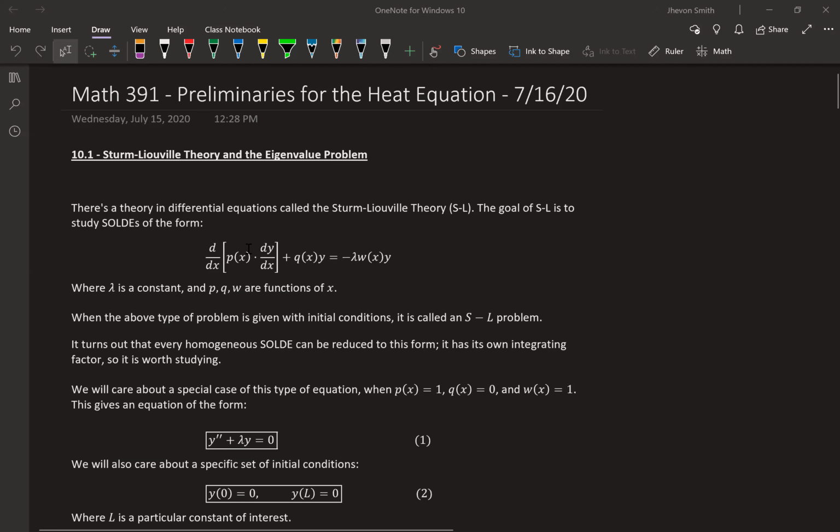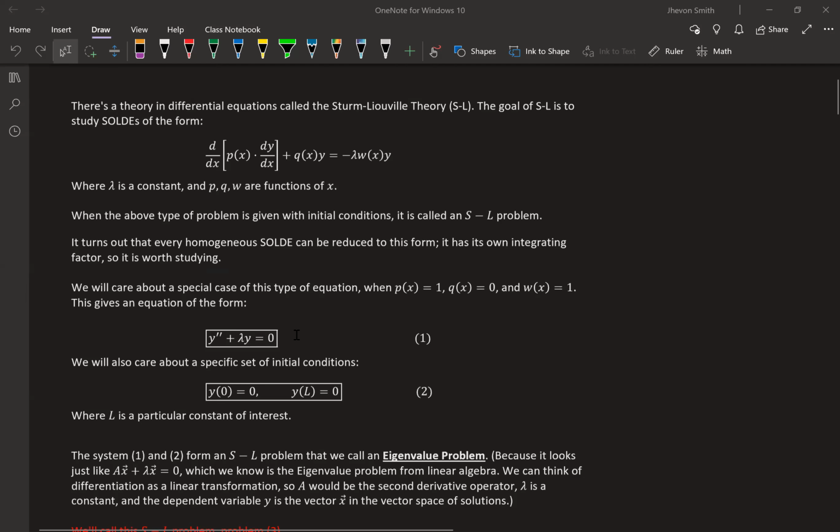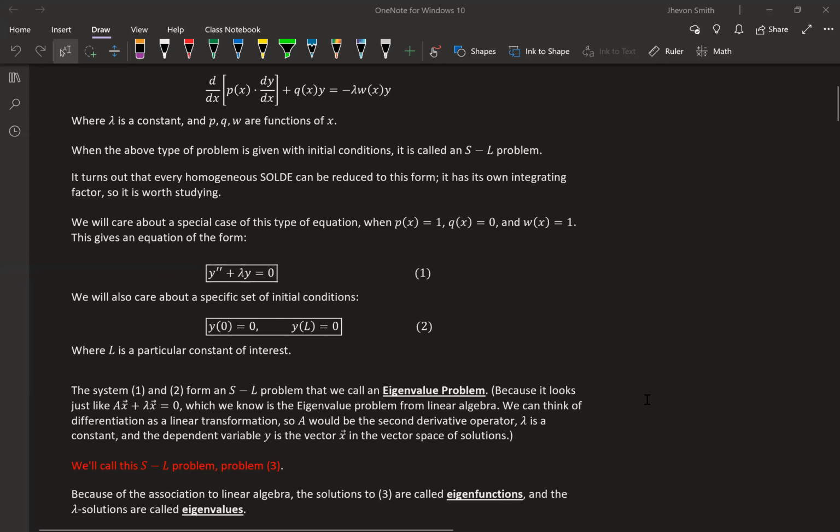This means you can actually rewrite this equation in this form. And we are going to care about some specific initial conditions, y of 0 equals 0 and y of L equals 0. Now this problem is called the eigenvalue problem.